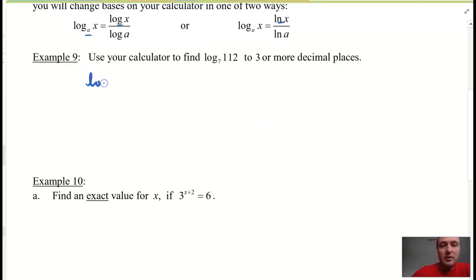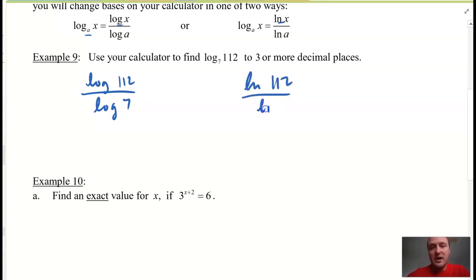So log base 7 of 112 could be log base 10 of 112 over log base 10 of 7, or you could go ahead and rewrite it as the natural log of 112 over the natural log of 7. Okay, so those are the ways.